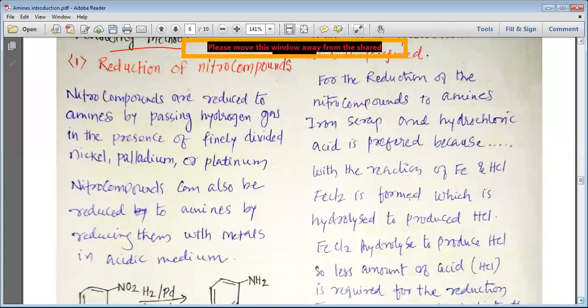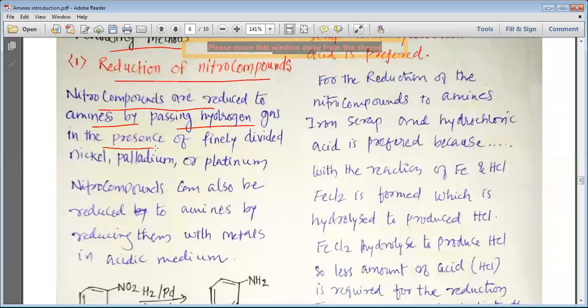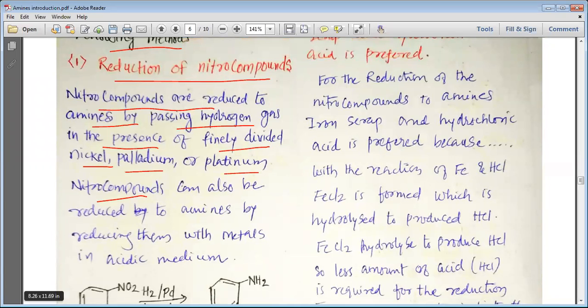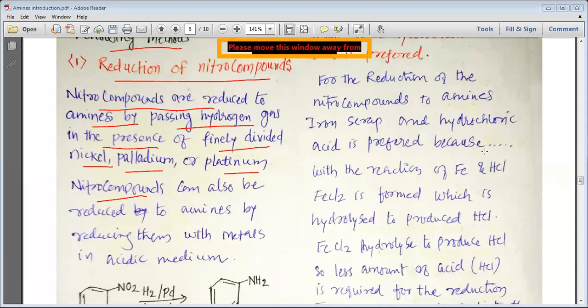Let's look at the reduction of nitro compounds. Nitro compounds are reduced to amines by passing hydrogen gas in the presence of finely divided nickel or palladium or platinum. These are the metals which are used as a catalyst, and this is how we finally convert the nitro compounds into amines. We can convert the nitro compounds into the amines by just using the various catalysts.